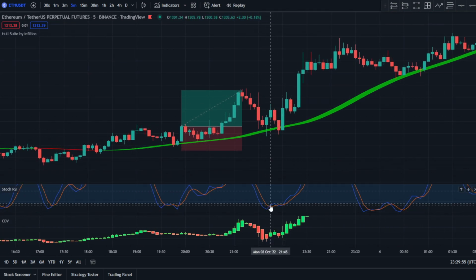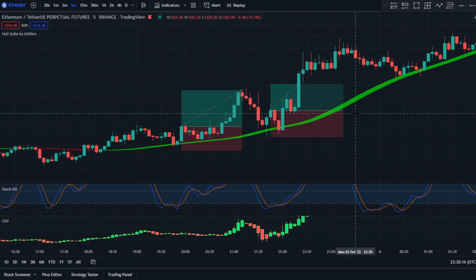You can see here we have another signal. We have price above the house sweep, and the house sweep is green in color. We have the crossover of the blue line above the orange line, and the crossover happens below the 20 line. So that's another valid signal. Last but not least, we have the CDV being green in color, so that is our indication to go long. All 3 conditions met.